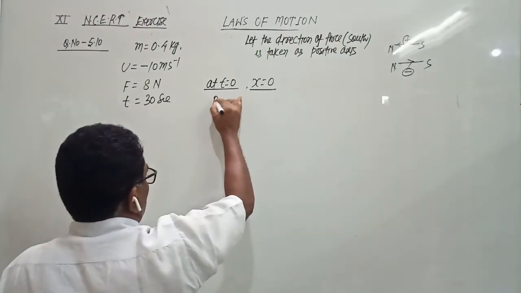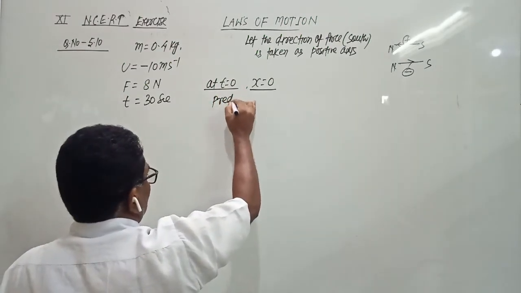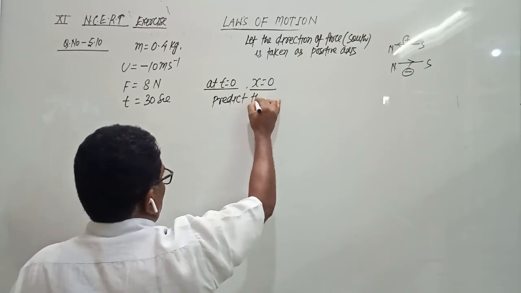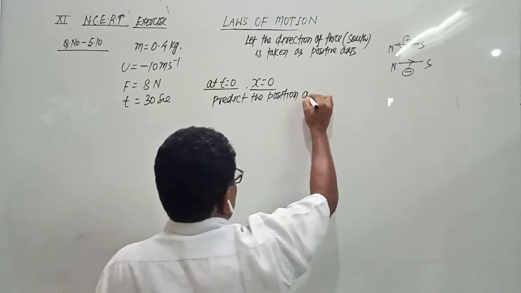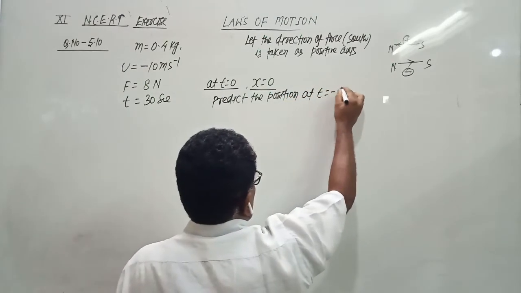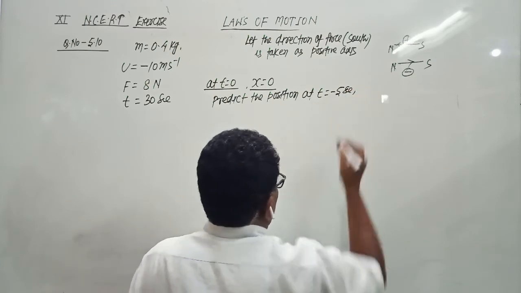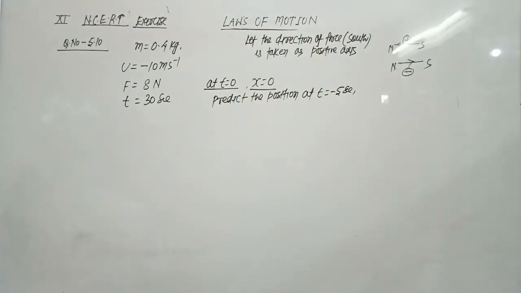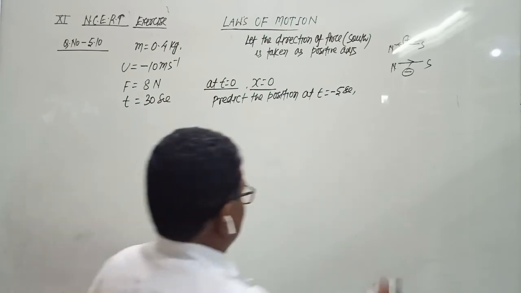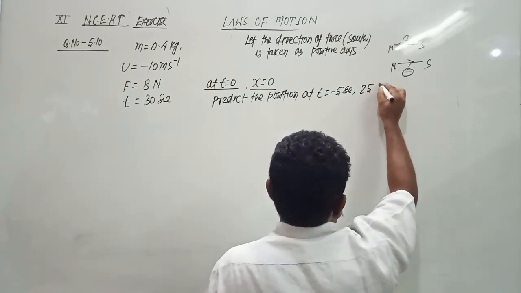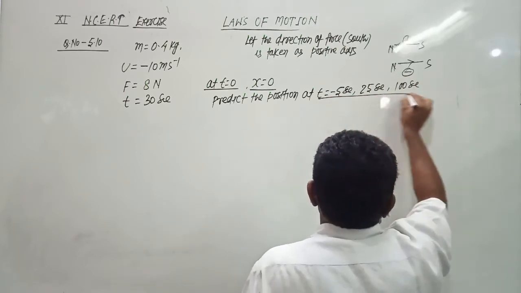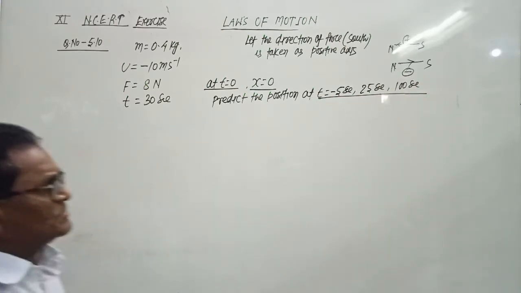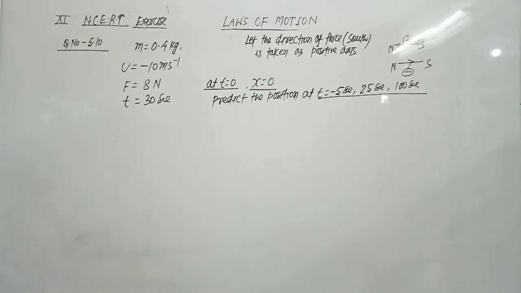Predict the position at t equals minus 5 seconds, 25 seconds and 100 seconds. At all these times, we have to predict the position of the particle.